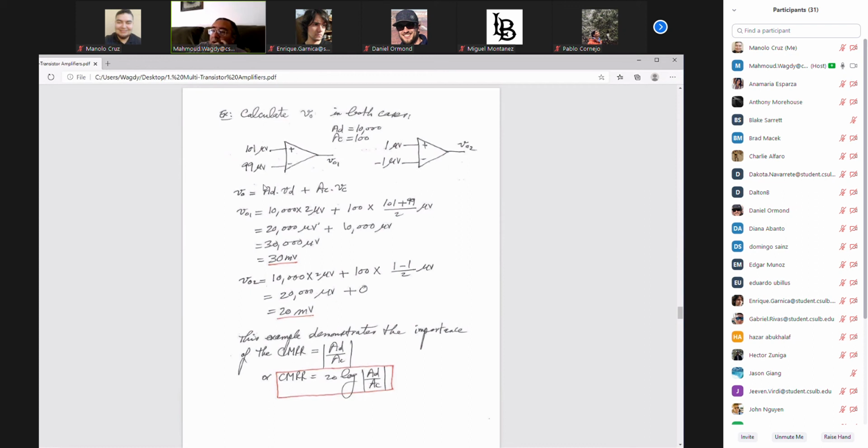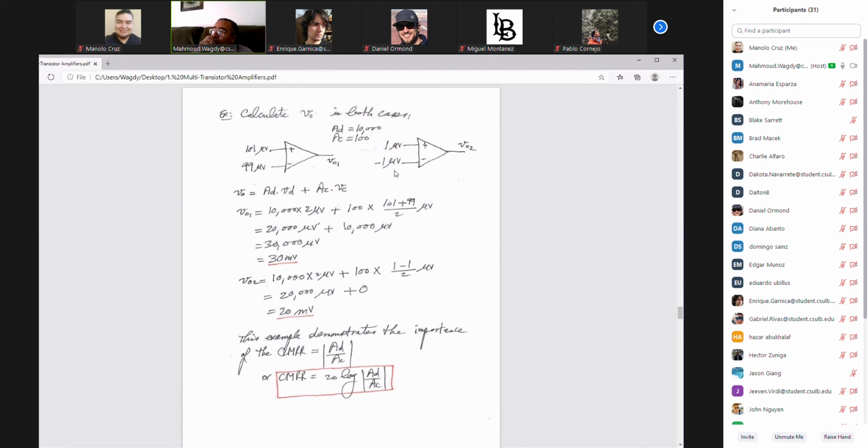Let's have two scenarios. You have an input voltage of 101 microvolts and another of 99 microvolts. The difference between the two is 2 microvolts. Let's take another example. If this is 1 microvolt and this is minus 1 microvolt, the difference between the two is 2 microvolts. So someone from the outset might think that these two scenarios are identical. In fact, they are not identical, although the difference of potential between the inputs here is the same as the difference of potential between the inputs here.